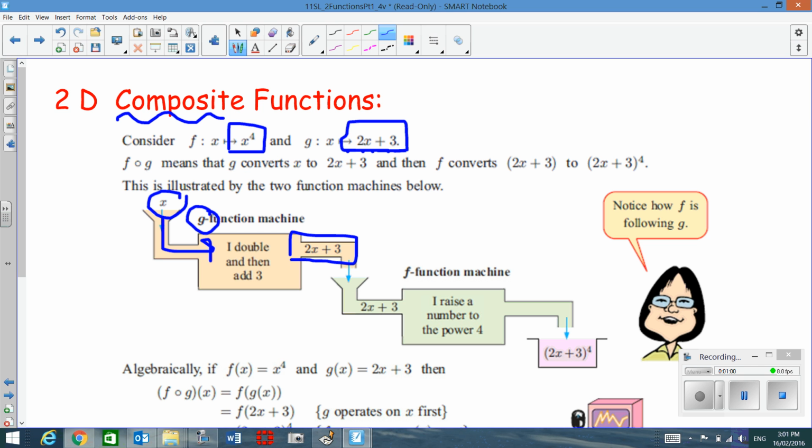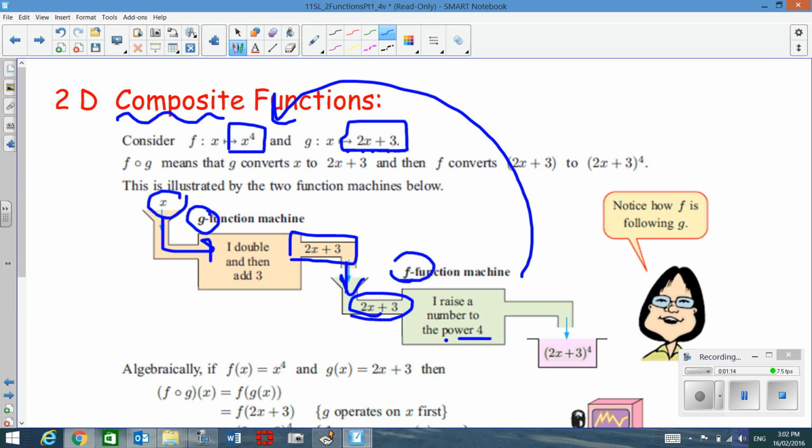Now this becomes your domain, and we're going to put it inside of the second function, which is called the f function machine. And now I need to take this 2x plus 3 and raise it to the power of 4, because that is what the original f function was stated as. It was x to the fourth, or the domain raised to the fourth power. So then you get this expression out that looks like 2x plus 3 raised to the fourth power. So you have now just rewritten your function, putting the g function inside of the f function.